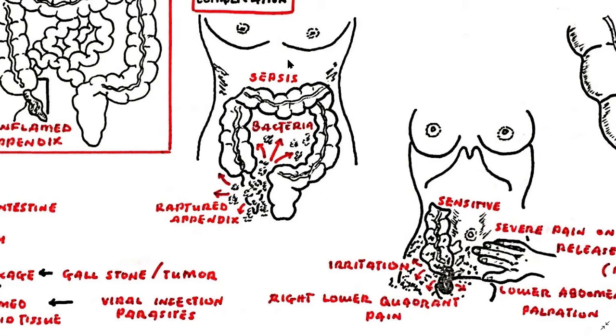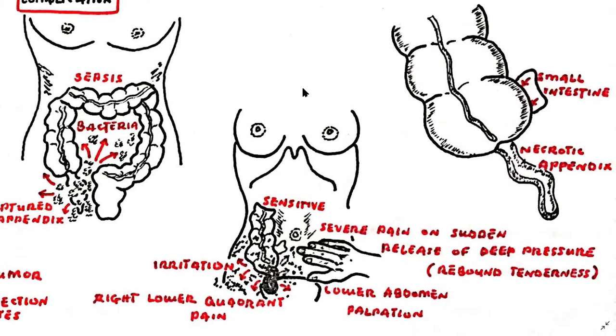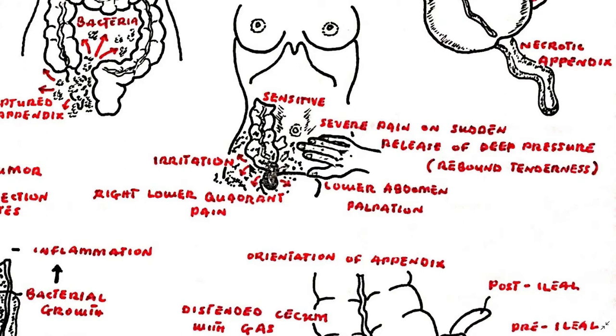increased complications including sepsis. As the appendix becomes more swollen and inflamed, it begins to irritate the adjoining abdominal wall. This leads to the localization of pain in the right lower quadrant. The abdominal wall becomes very sensitive to gentle pressures on palpation. There is also severe pain on sudden release of deep pressure in the lower abdomen. This is called rebound tenderness.